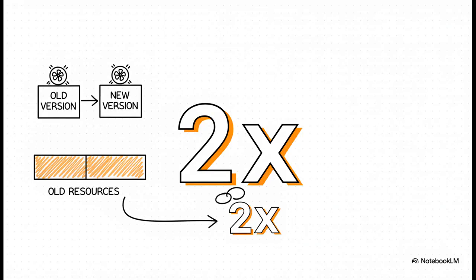Okay, next up, they have to think about how you deploy your app. This one trips a lot of people up. If you're using a rolling update, for a brief moment, the system needs enough budget to run both the old and the new versions of your app at the same time. And as you can see, that effectively doubles your resource requirement during that transition.